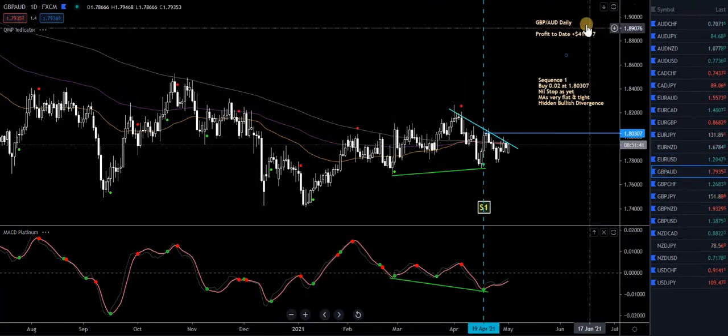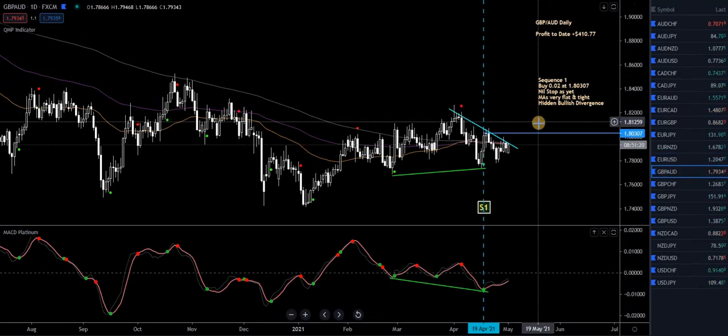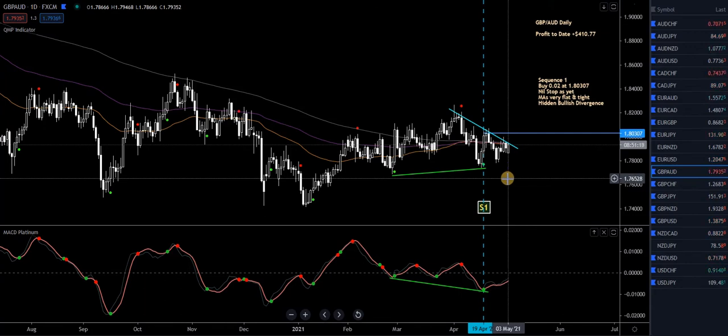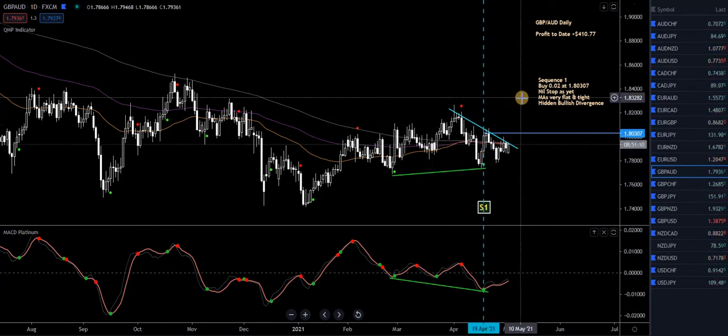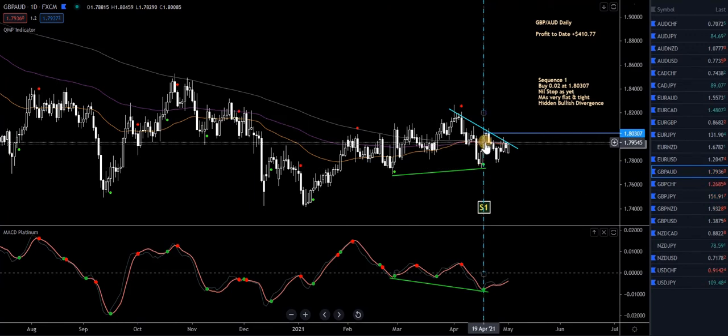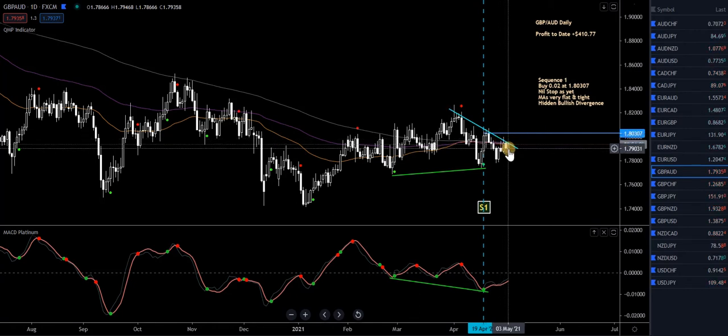Pound Aussie. Yeah, Pound Aussie, very similar to the Euro Pound, except in reverse. I took a buy, whereas with the Euro Pound, I took a sell. The buy was based on the hidden bullish divergence, as you can see there. It went against me right from the get-go, started to pop up again, then turned back down.